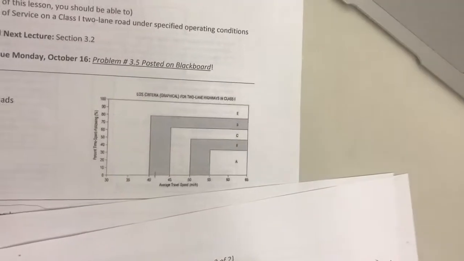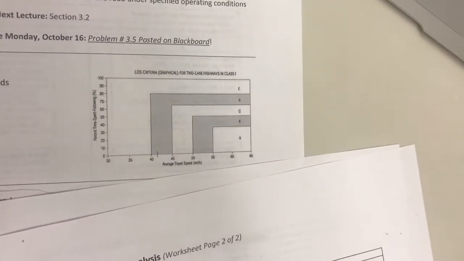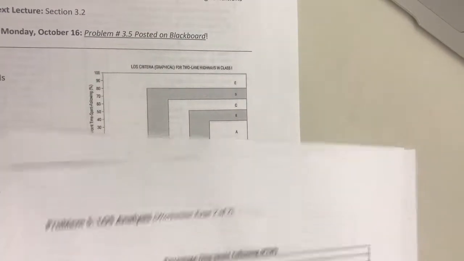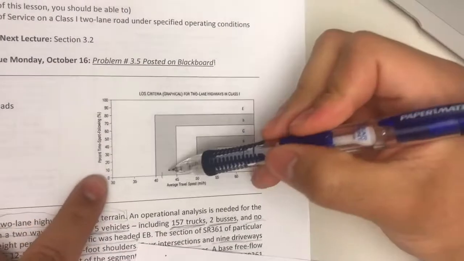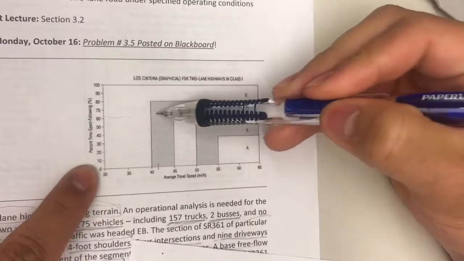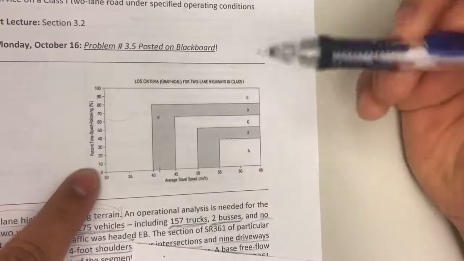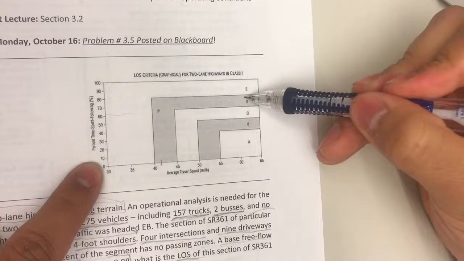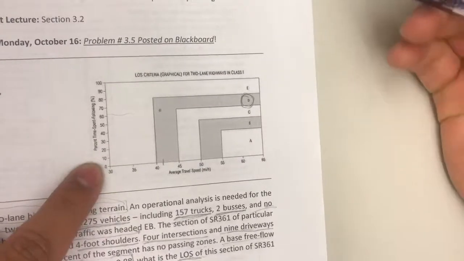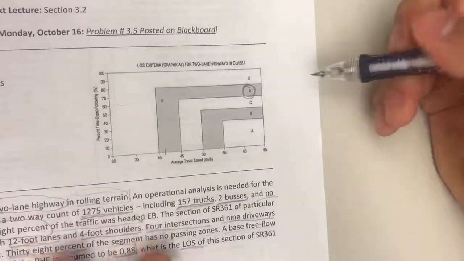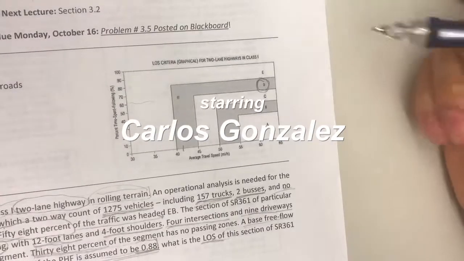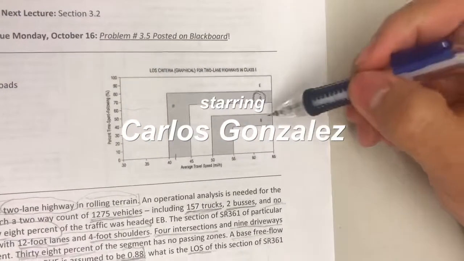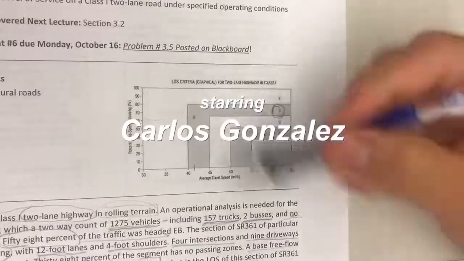And the percent time spent following ends up equaling around 60%. So if you see here, we go to 60%, you come here, we're around here. So for this segment, the level of service is graded at D. So it's a fairly alright road to travel on, but not too great. So that is the level of service.